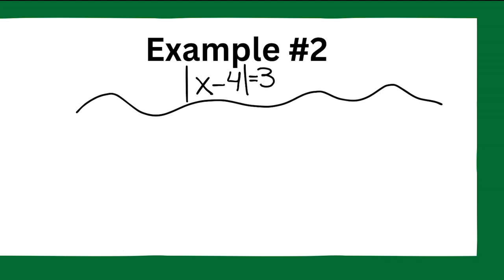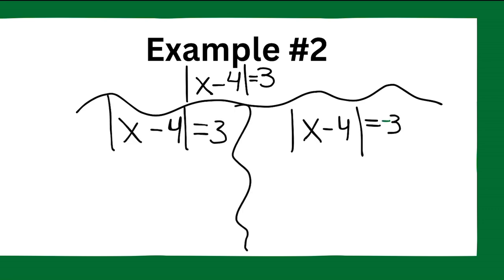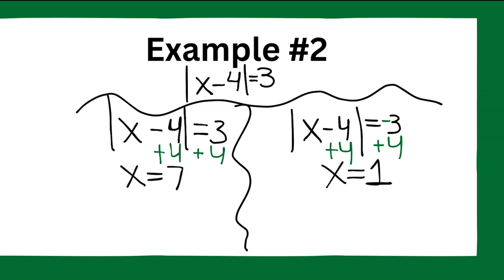Example number 2, I have |x minus 4| equals 3. So I'm going to set up my positive and my negative equation. x minus 4 equals 3. x minus 4 equals negative 3. Now I'm going to want to isolate that x by itself. To do that, I can add 4 on both sides, regardless if it's a positive equation or a negative equation, because I want that x by itself. So on my positive side, when I do 3 plus 4, I get 7. And on my negative side, when I do negative 3 plus 4, I get 1. So that means my answer would be 7 or 1.